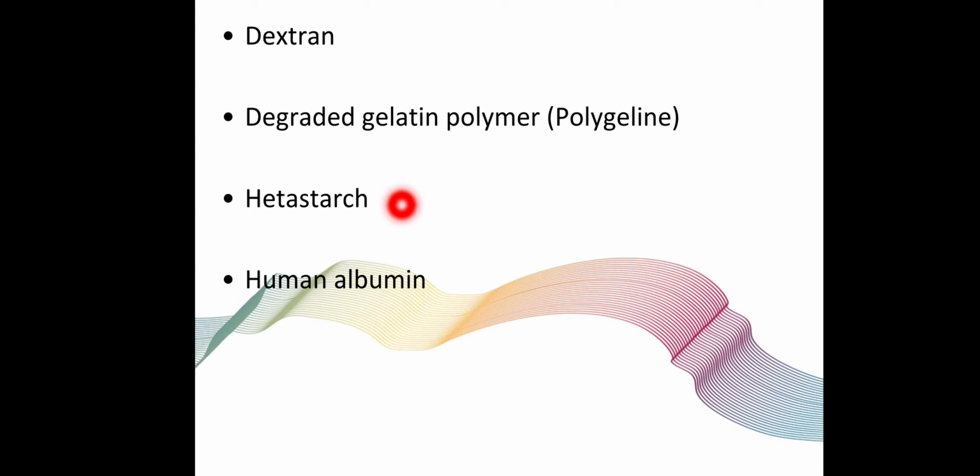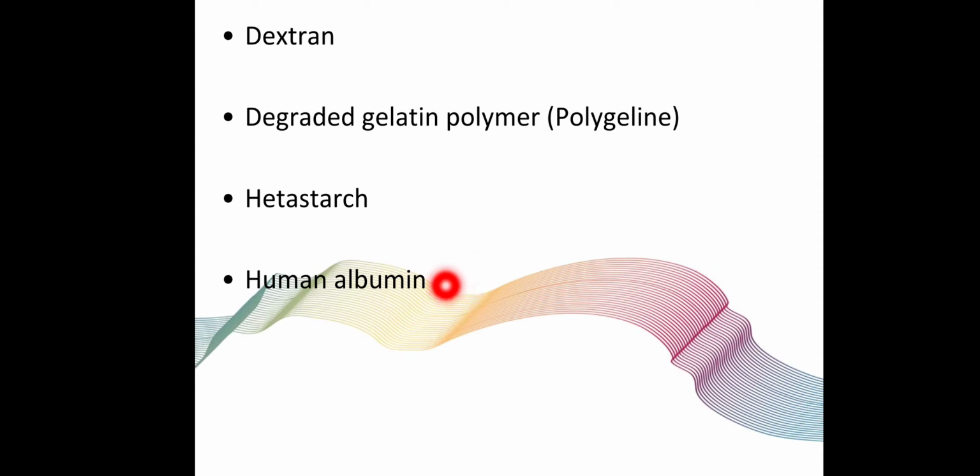Hetastarch is not widely used because of the side effects. It can cause periorbital edema, bronchospasm, vomiting, chills, this kind of side effects can occur, so it is not widely used. Human albumin is, you can say, the ideal plasma expander, right. It is non-antigenic, it can be used irrespective of the patient's blood group, no matching is required, and there is no risk of transmitting disease. But the only disadvantage is that it is expensive.